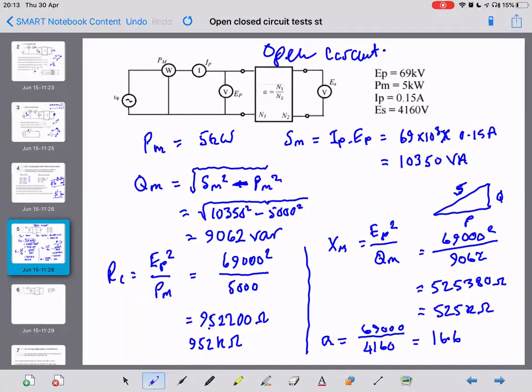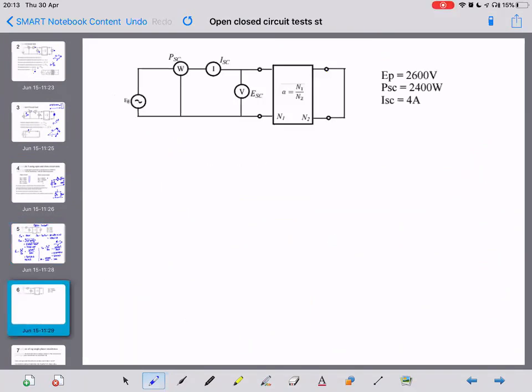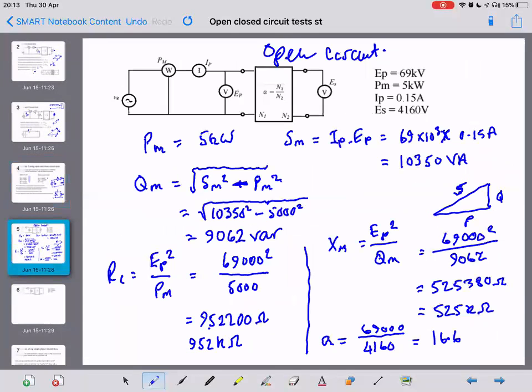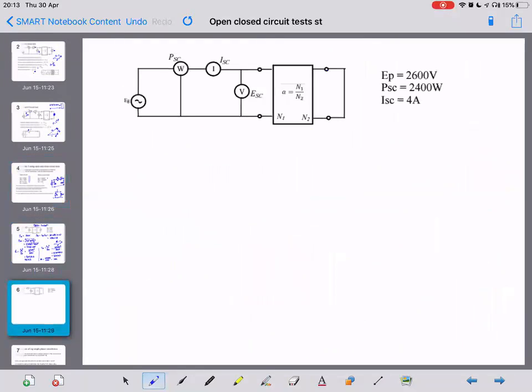Then the other test. Okay, I didn't do too bad on that then. So that's done, you found the values of RC. Hang on, we've got to find RC now. We've got RC and XM. Yeah, we've done that, haven't we? Yeah, RC and XM. So then we've got the short circuit test.